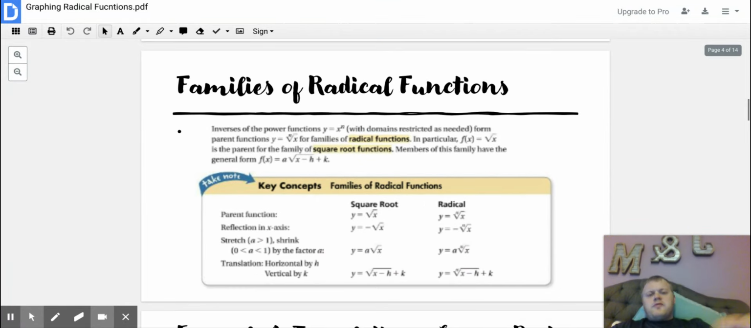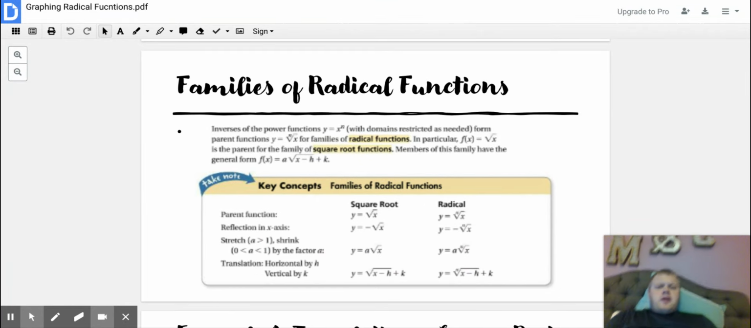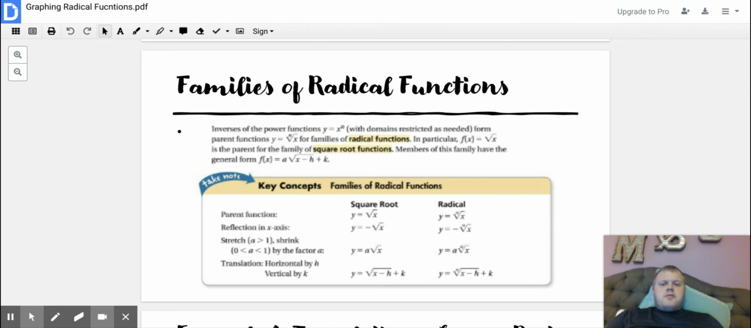Okay, so some families of radical functions here. Inverses of the power functions y equals x to the nth with domains restricted as needed form parent functions. For families of radical functions in particular, f of x equals the square root of x is the parent for the family of square root functions. Members of this family have the general form of f of x equals a square root of x minus h plus k. So also understand just the families of our radical functions. If you have a parent function, it can be written in radical form also. Just know this is a good reference for you to refer back to on many different things there.